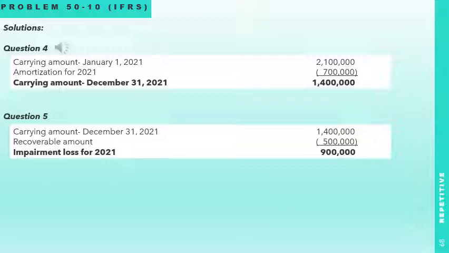So, for Miss Kayla Quirona, pwede po bang pakiulit kung paano nakuha yung carrying amount natin on January 1, 2021? Paki-comment na lang po dyan. At yun lang po. Ang next po ay si Miss Linga for the final question for this chapter.